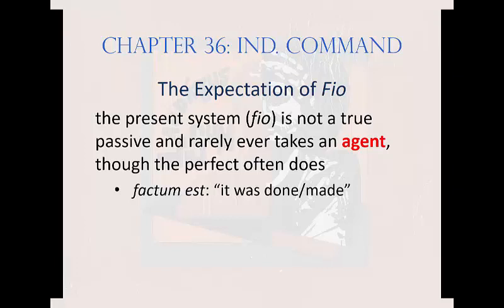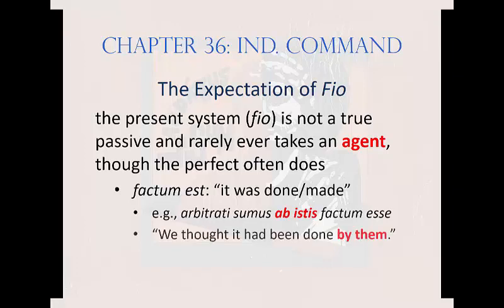So, for instance, in arbitrati sumus ab istis factum esse, meaning we thought it had been done by them, ab istis, by them, is a passive agent with the perfect infinitive of Theo. If, however, you decide to make your life easy and call factum esse the perfect passive infinitive of facio, I will not slap your hand. Consider that future more vivid.